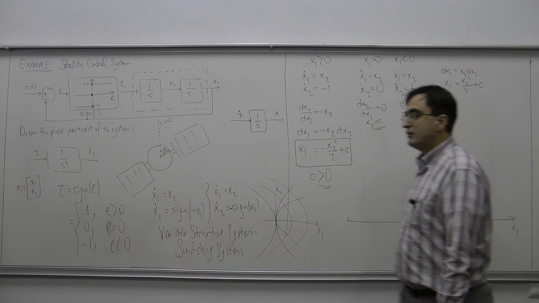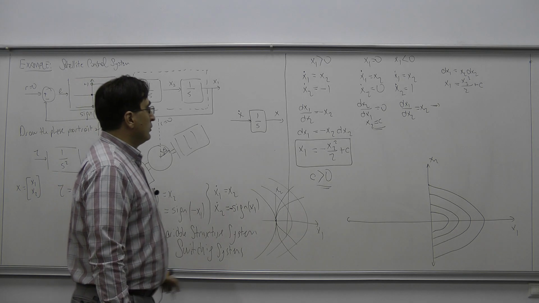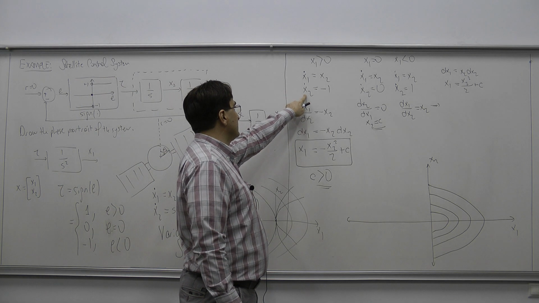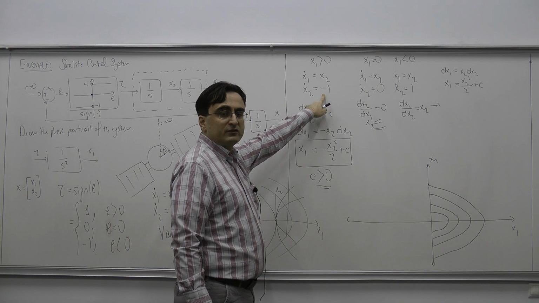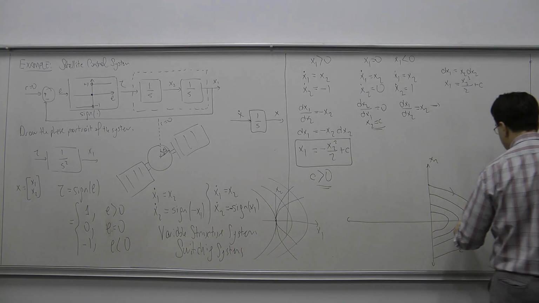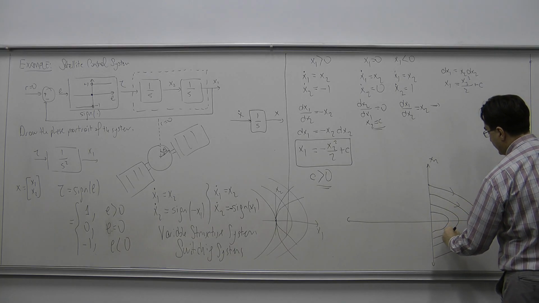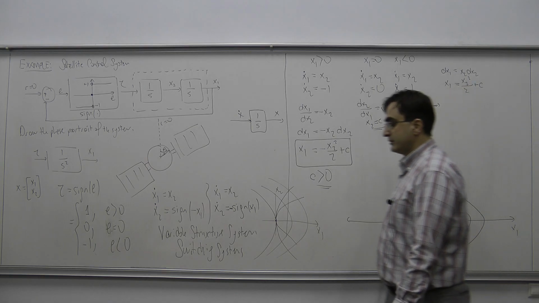And what about the direction of motion on these curves? On these curves, I know that x2 dot is always equal to negative 1, meaning that x2 should always decrease on those curves. All right? So I see here that x2 should always decrease, meaning that the direction of motion on these curves should be like this.